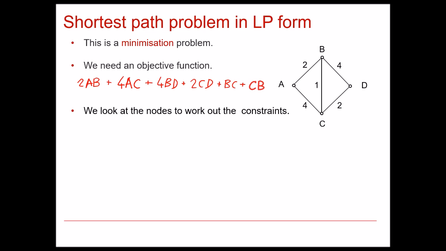Now, to work out the constraints, we need to think carefully about this. So for a start, we know that because we're dealing with a single path going from A to D, we'll be starting by leaving node A. So either we'll leave along AB or we'll leave along AC. So what that means is that the total of the variable AB and the variable AC will have to be exactly 1 at all times. Okay, so we can only leave A using one arc, and that means that AB plus AC must equal 1.